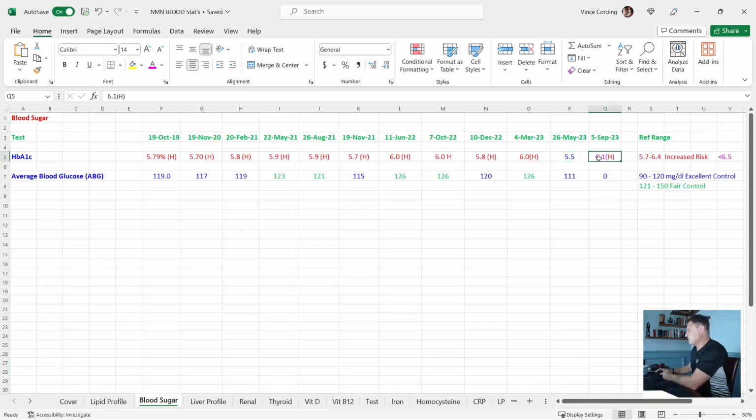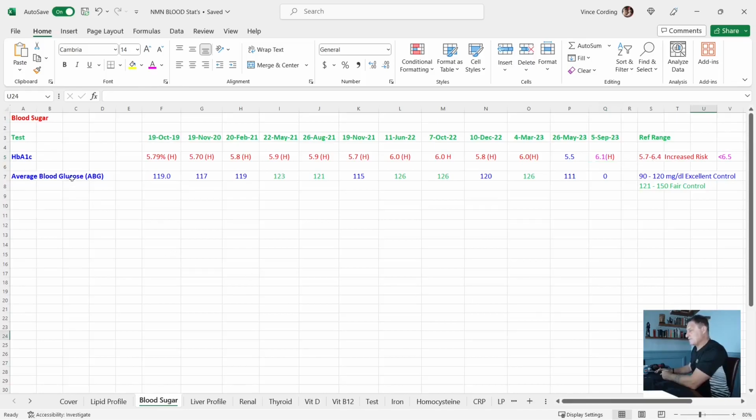You can see here it's gone back up to 6.1, which when I had those kind of numbers in the Middle East, they would class that on the report as high. For some reason here in the Philippines, they're saying that anything below 6.5 is acceptable and is their reference range. I will record this, but I'm not going to use that. I'm going to class 6.1 as being high and in the increased risk category for diabetes.